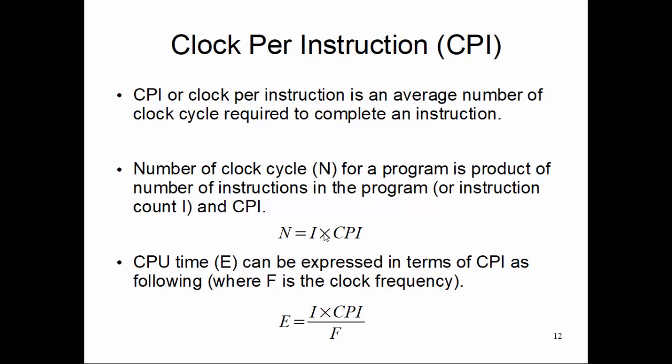Now, since we just introduced these two terms, I and CPI, we can compute execution time in terms of them. Previously we said execution time E equals number of cycles divided by frequency. Replacing the number of cycles with I times CPI, my execution time formula becomes I multiplied by CPI divided by frequency.